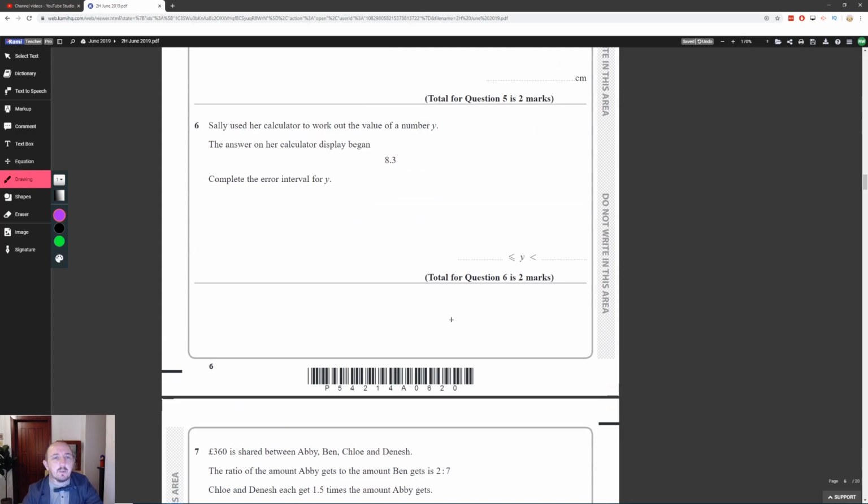Sally used a calculator to work out the value of a number y. The answer was 8.3. Calculate the error interval. So we're going to have 8.3 is the smallest that we can have, and that's going to go up to 8.4 there.